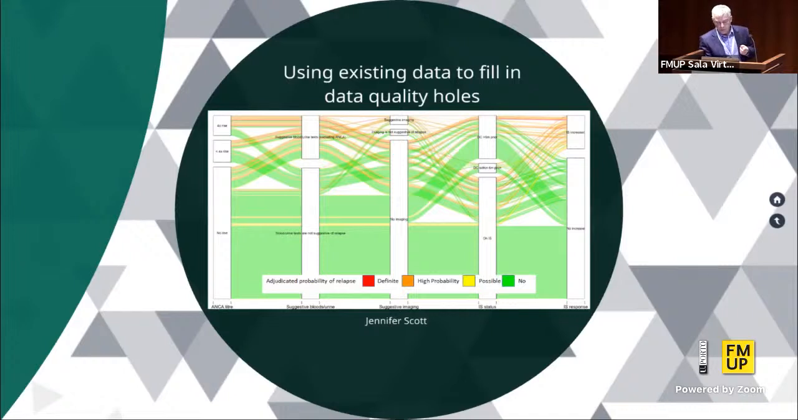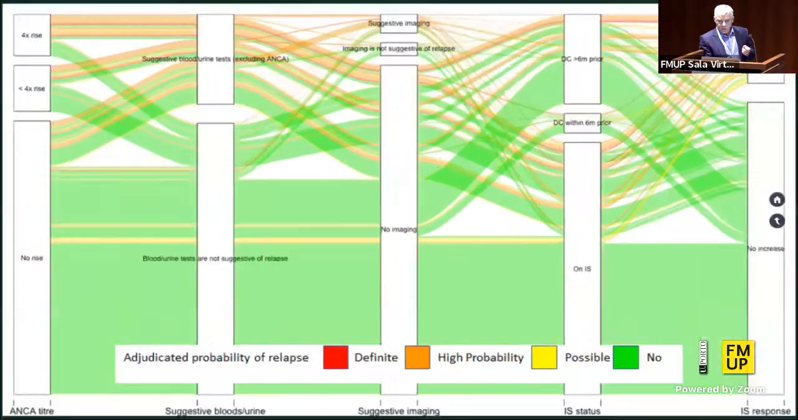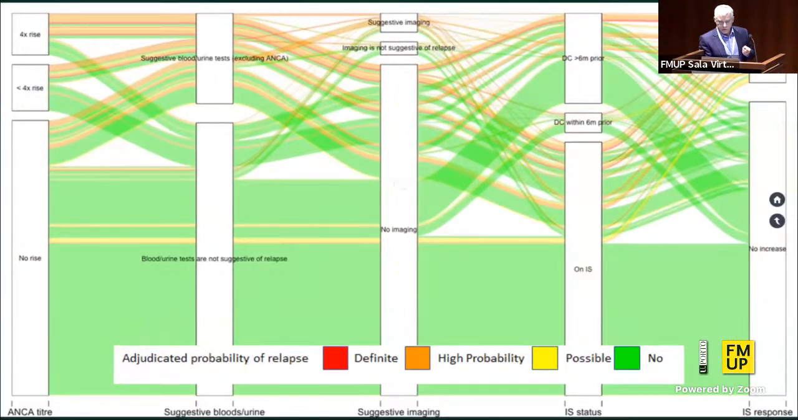So the answer, which relates to the technical approach that I mentioned, is to use the existing data to fill in the data quality holes in an intelligent manner. I've got a PhD student called Jennifer Scott who's doing work on this, and this is an alluvial plot asking, what are the components of that relapse? When you look at the real world data, what bits make up what we call a relapse? Without going into the details, we've got an antibody level, suggestive bloods, suggestive imaging, what happened to the immunosuppressive drugs, and what was the response to that change in immunosuppressive drugs.